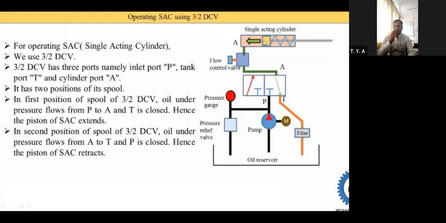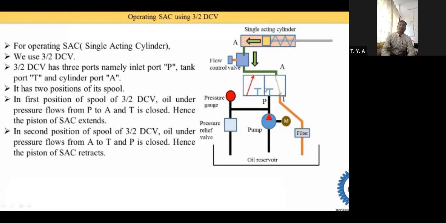Then the oil is supplied back to this pipe, and then it enters into this A port. So here it is moving down, entering the A port, and from the A port we need to supply it to the tank. So here it comes into this T port, and from the T port it is supplied to the oil reservoir by passing through the filters.